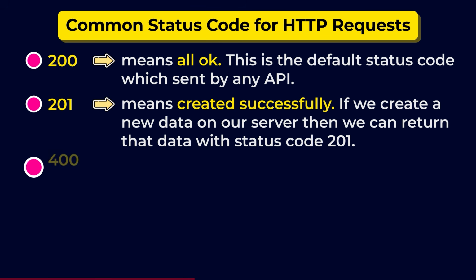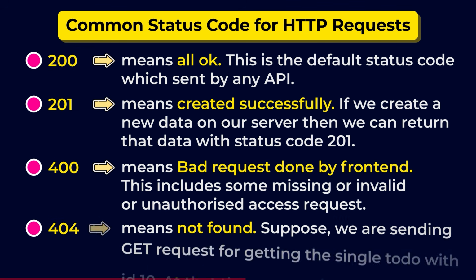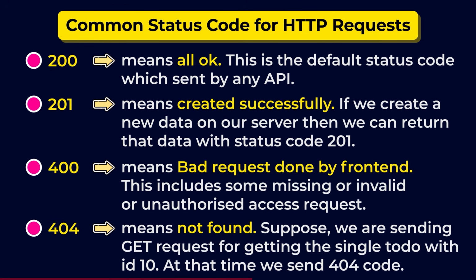Next, we have status 400, which means bad request done by frontend. These include missing or invalid or unauthorized access requests. And yes, for data validation, we will return an error message with this 400 status code. Next, we have 404, which means not found. Suppose we are sending a GET request for getting the single todo with ID 10. Now that is not available in our data. So at that time, we can send a response with 404 status code.